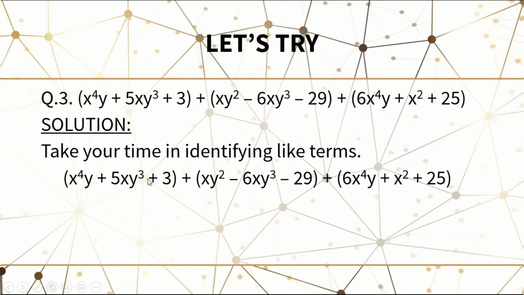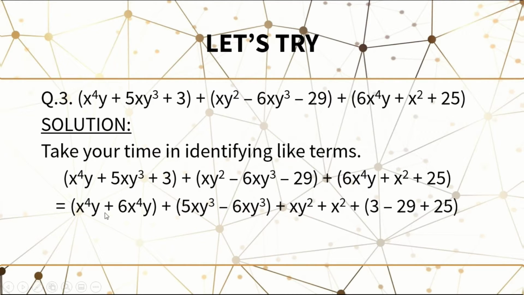Kaya naman, pag pinag-combine na natin sila, we have x to the power 4y plus 6x 4y plus 5xy cubed minus 6xy cubed plus xy squared plus x squared plus 3 minus 29 plus 25. Again, kapag walang katulad, kopyahin mo lang. And then, we just simply perform the operations.